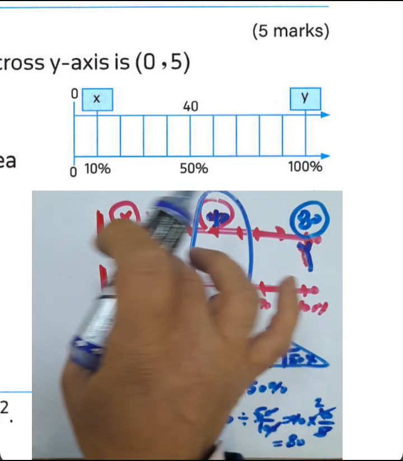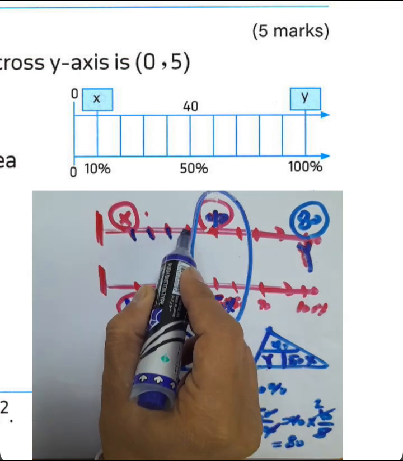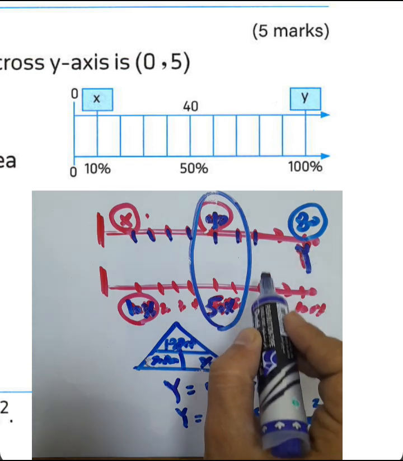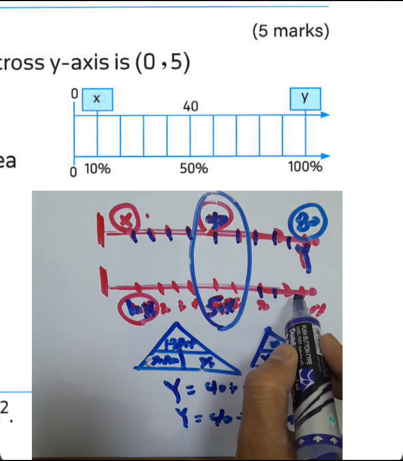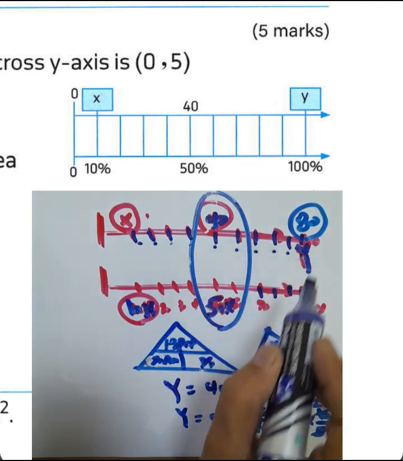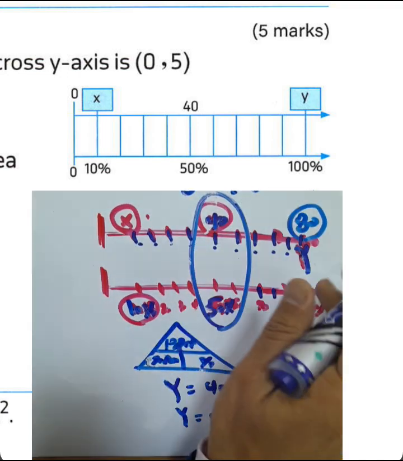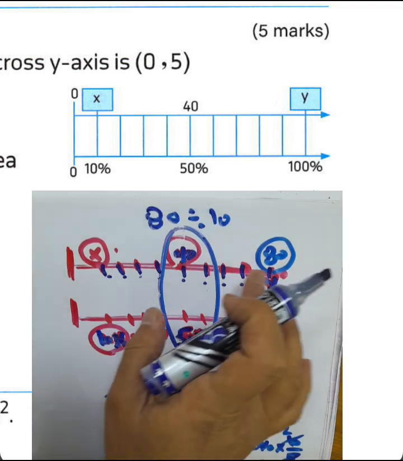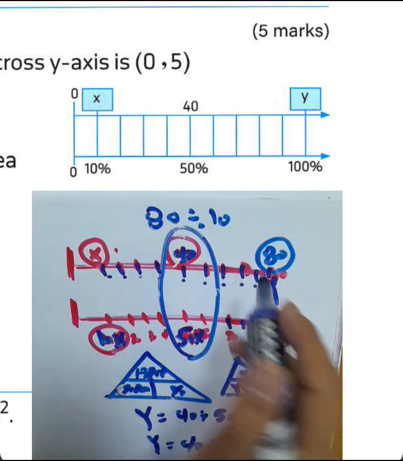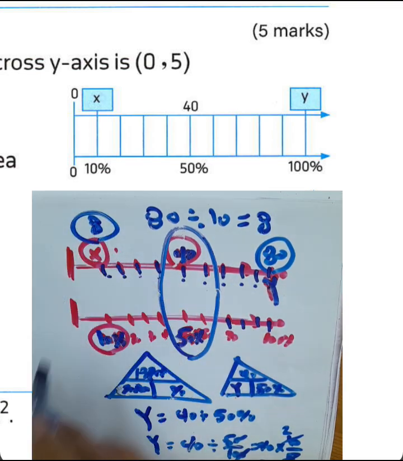80 divided by 10 parts. We have here 10 parts: 1, 2, 3, 4, 5, 6, 7, 8, 9, and 10. 80 divided by 10 parts, it will be 8, right? Because we have 10 parts here. The value of each one is 10 percent. 80 divided by 10 equals 8. Then the value of x here will be 8.